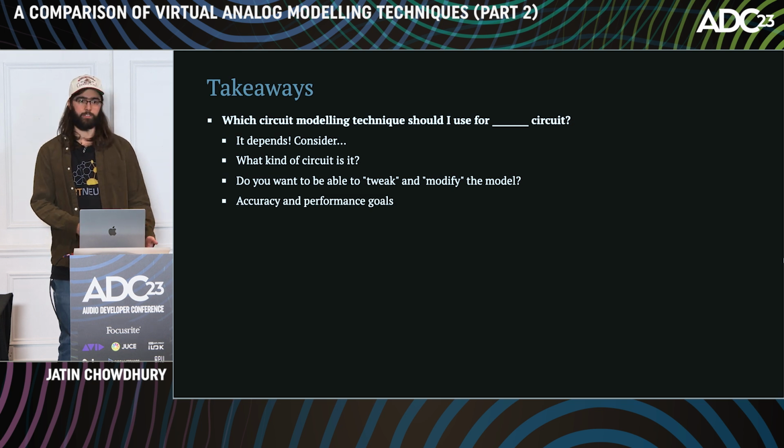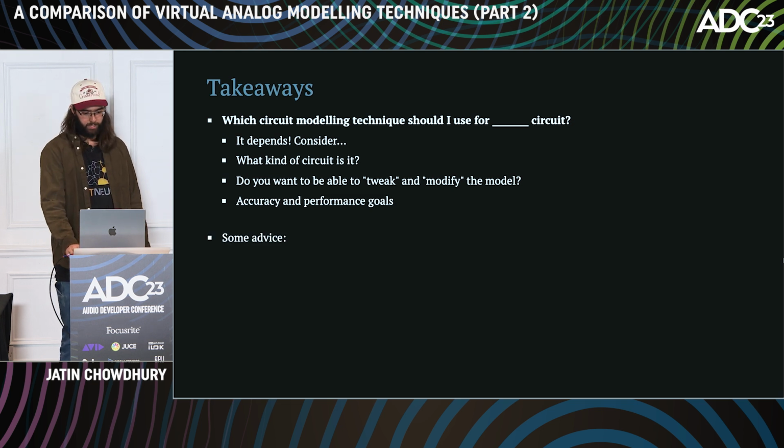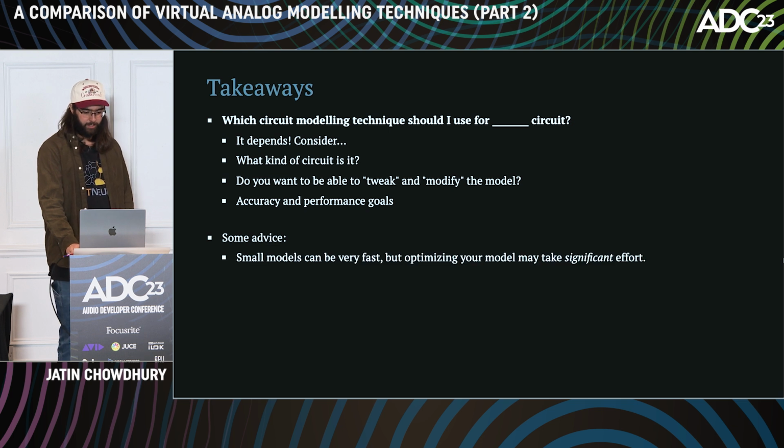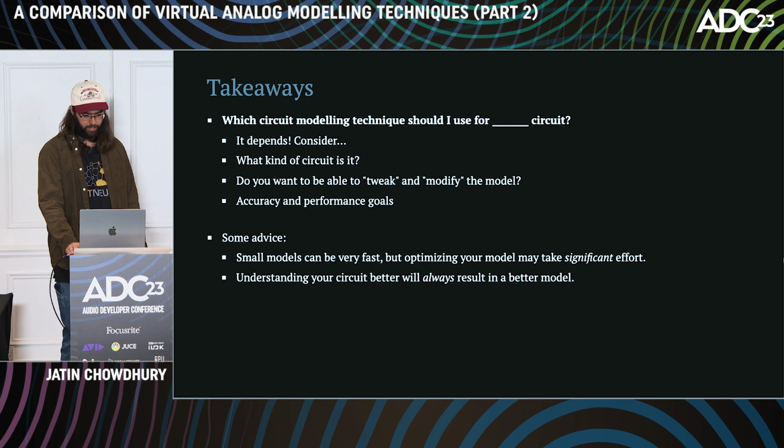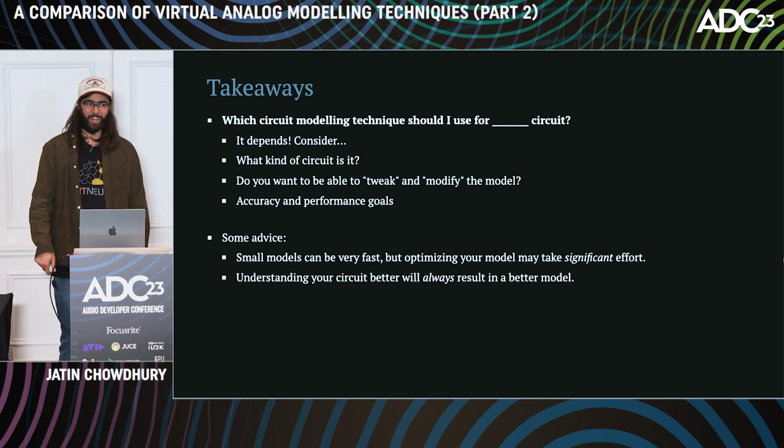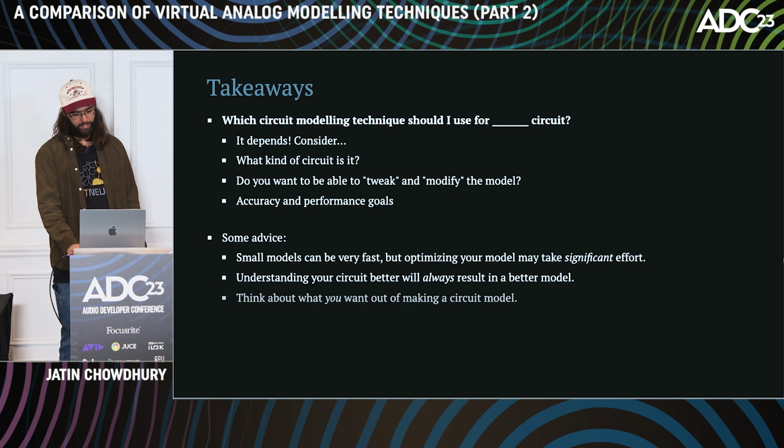Think about your accuracy goals and your performance goals. Some general advice that I usually think about is that for all modeling techniques, a small model can be very fast, but to get your model small usually takes a lot of effort. And this is true for black box models and white box models as well. A lot of people who do black box modeling seem to not really want to learn much about circuits. I say the better you understand your circuit, the better model you'll get, regardless of what technique you're using. I think that's really important.